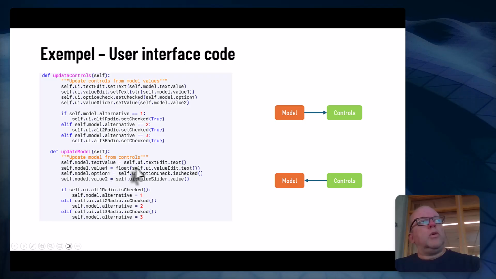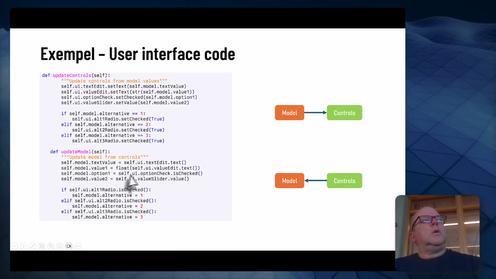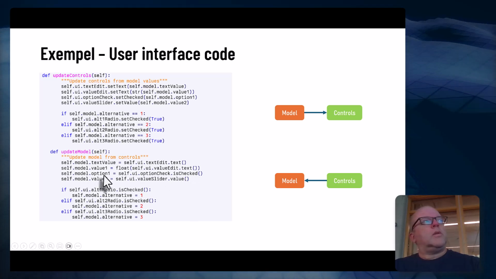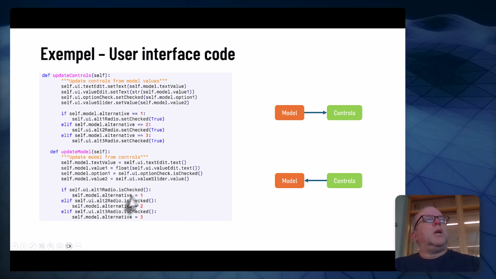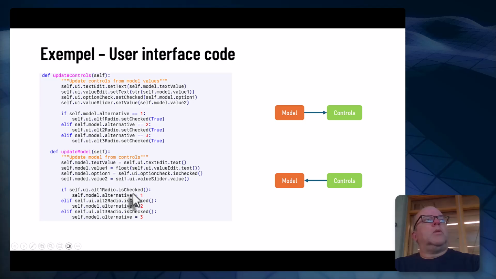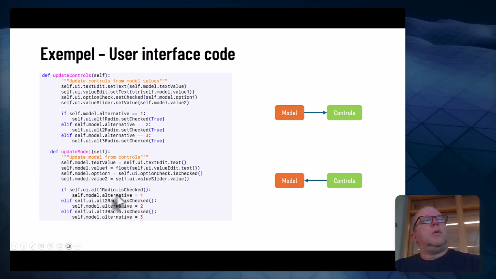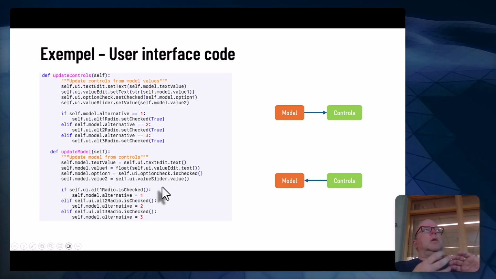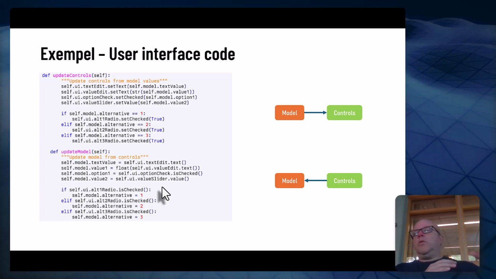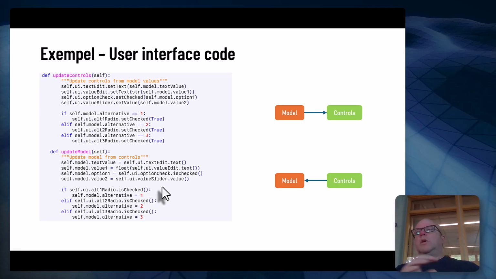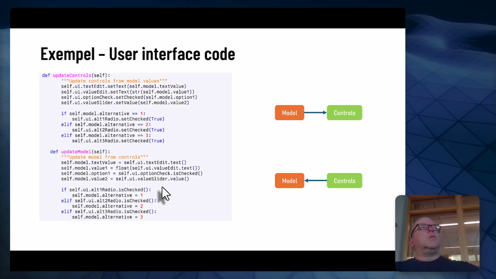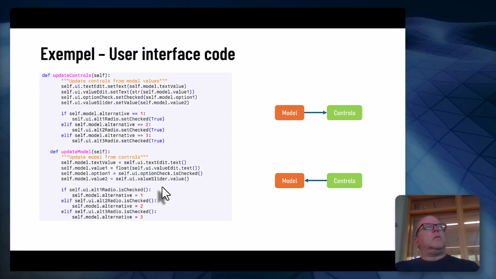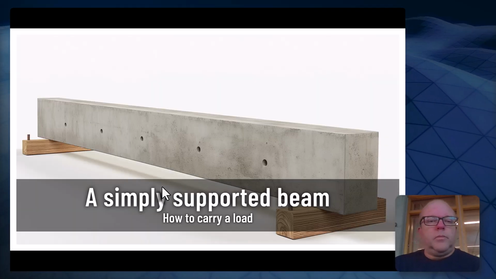So I need to convert here to floating point. Also there's an option here that is true and false, so that's no problem. I can assign that directly. But then I have to check here which radio button is checked, and then I will set the alternative to the correct value. So now I've collected in two methods a way of connecting the model to the user interface and vice versa. So it's not spread out over multiple event methods, but in two places, in two directions.